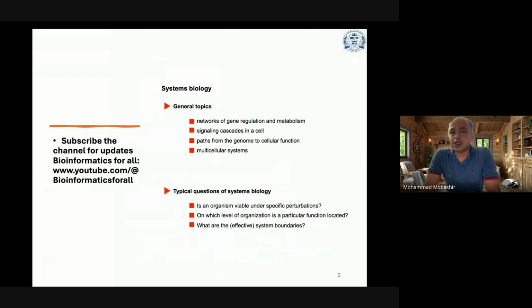So here in general topics, I will be presenting the networks of gene regulation and metabolism, signaling cascades in a cell, paths from the genome to cellular function, multicellular systems, and the typical questions of systems biology: is an organism viable under specific perturbations, on which level of organization a particular function is located, and what are the effective system boundaries.